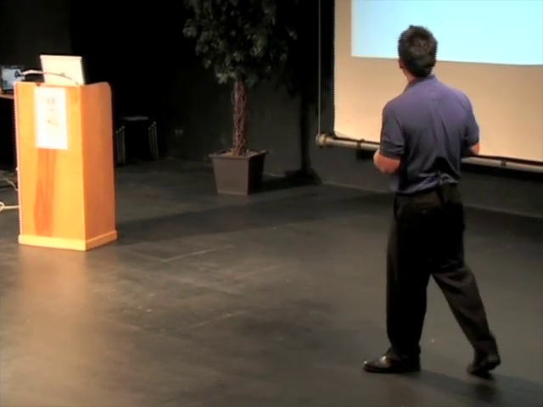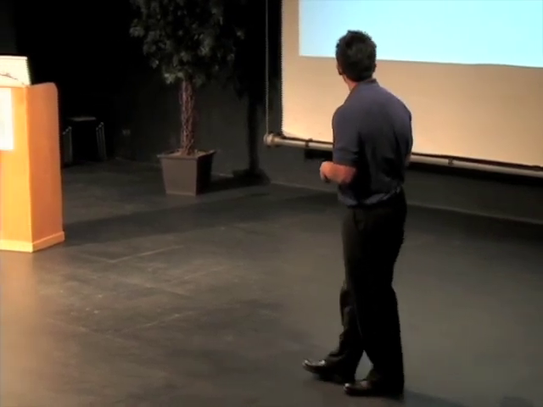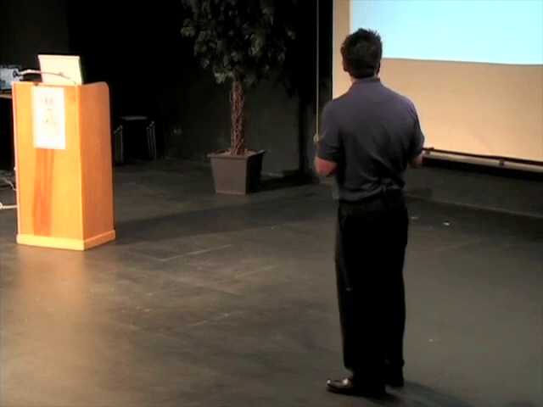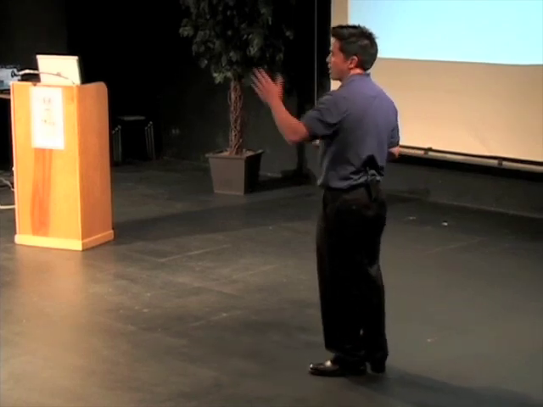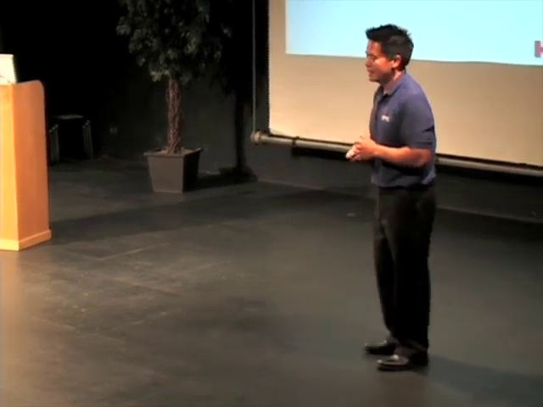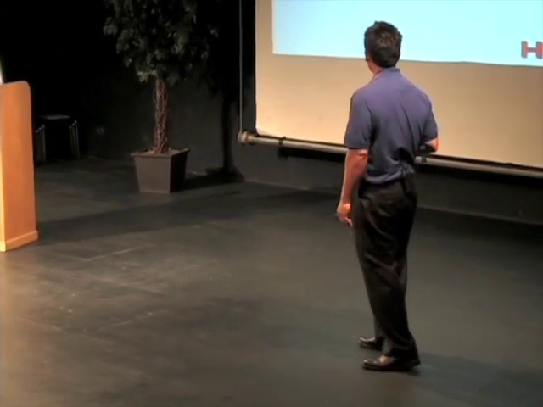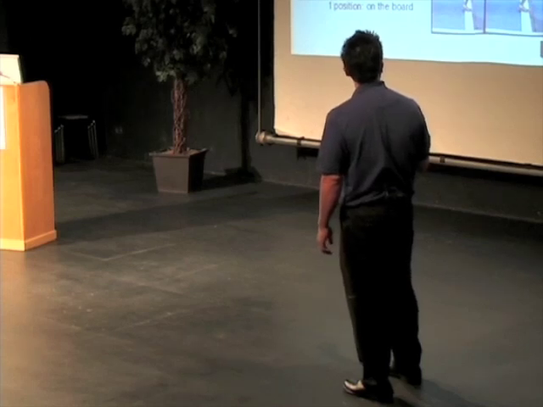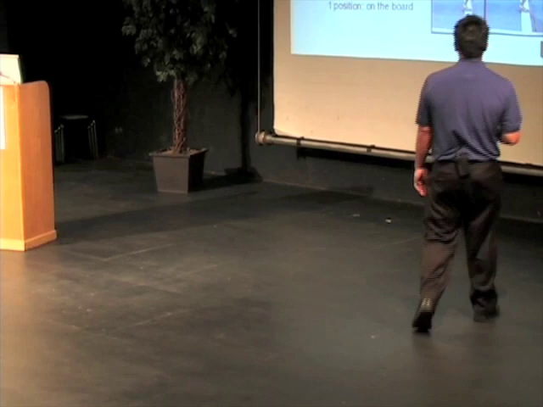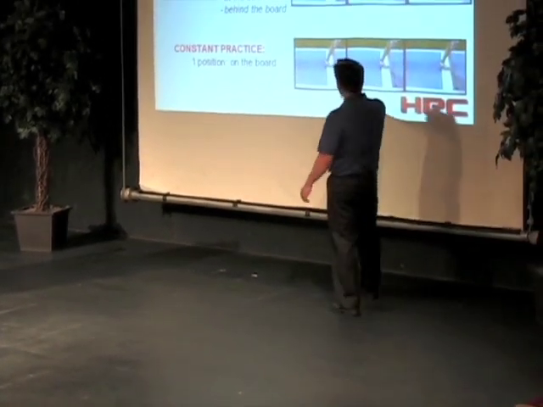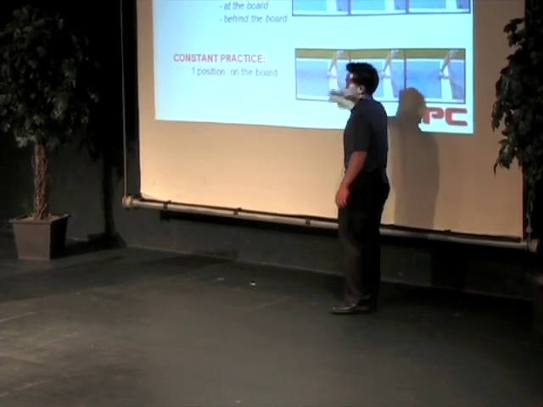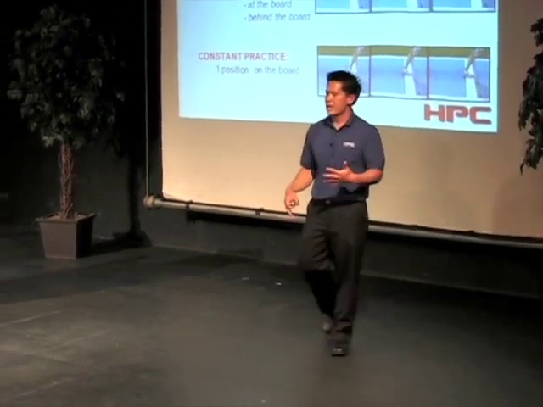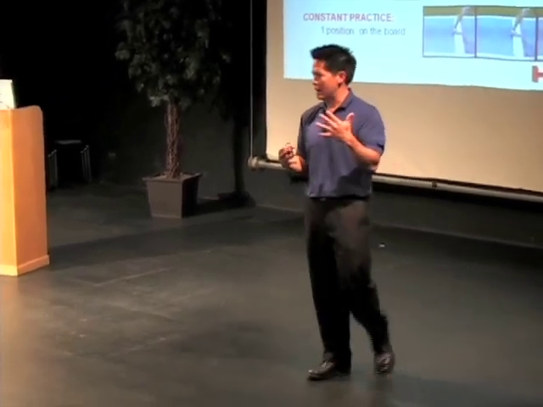So that's variable practice. Here are some examples. This is what we actually have some of our jumpers do. And I think they were a little bit surprised. Mike might be able to elaborate more on this, but when I spoke to them, they were a little bit surprised about the different positions. Actually, this is the variable position here. So we'll have them jump on the board. Oh, sorry, excuse me. There's supposed to be a picture of a foot before the board, on the board, and just past the board. So those are the types of drills that we do, or that's the type of variation that we create.